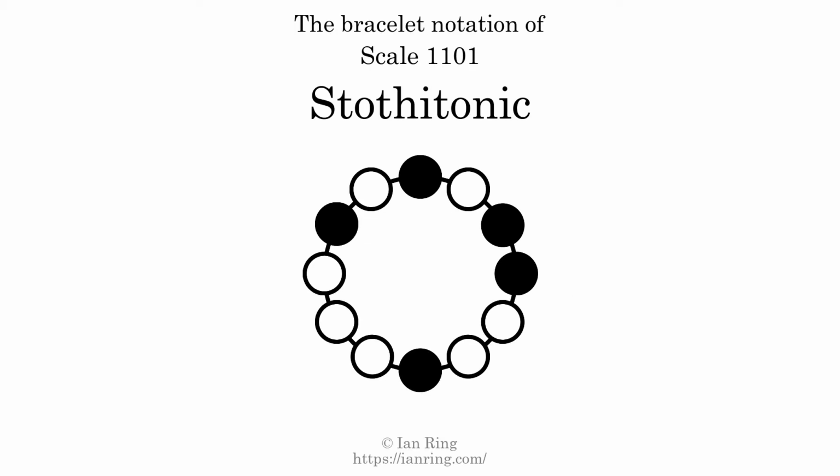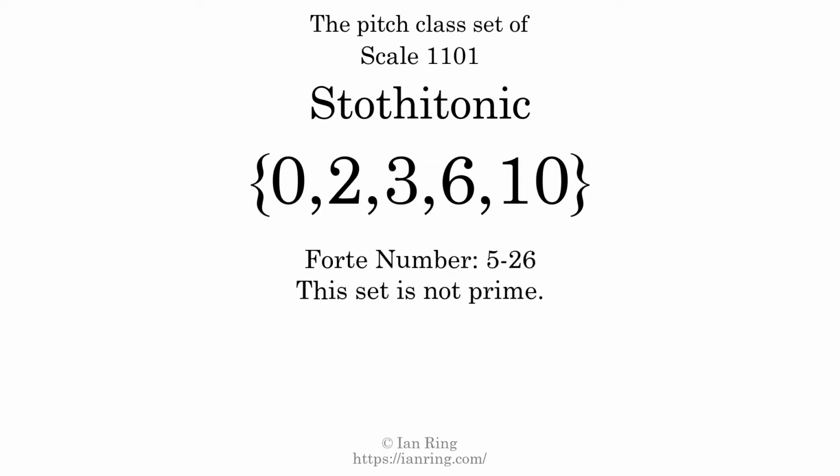This is a bracelet notation diagram of scale 1101. The shaded circles represent tones that appear in the scale, and they are read clockwise, starting at the top. The pitch class set for this scale is 0, 2, 3, 6, 10. The fault class is 526. This set is not prime.